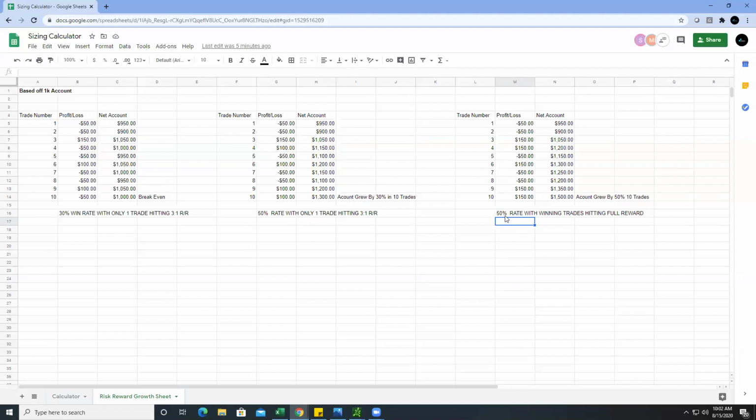Now, here's a 50% win rate, with hitting our full risk reward, which we have done. Guess what, guys? In 10 trades, your account grows by 50%. Guys, this is very doable. This is all discipline. You have to have a risk reward profile. You have to follow it. You have to have a sizing profile. If you do not do this, it's basically gambling. This is pure mathematics.